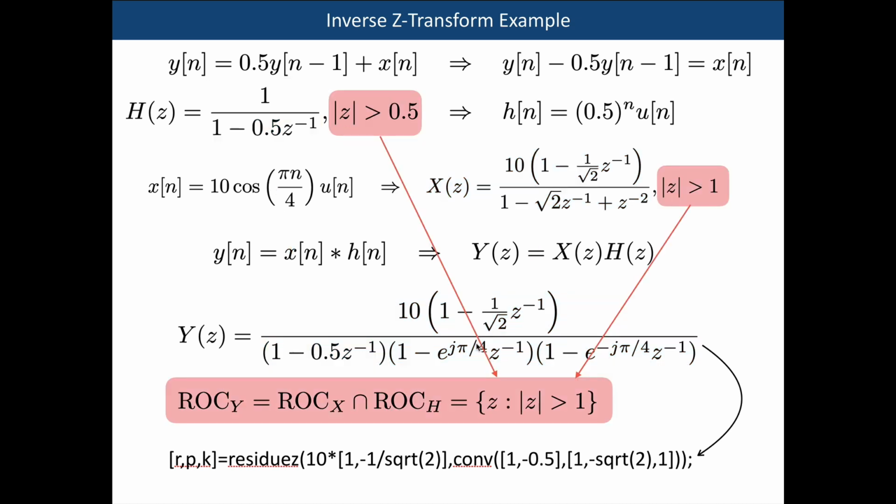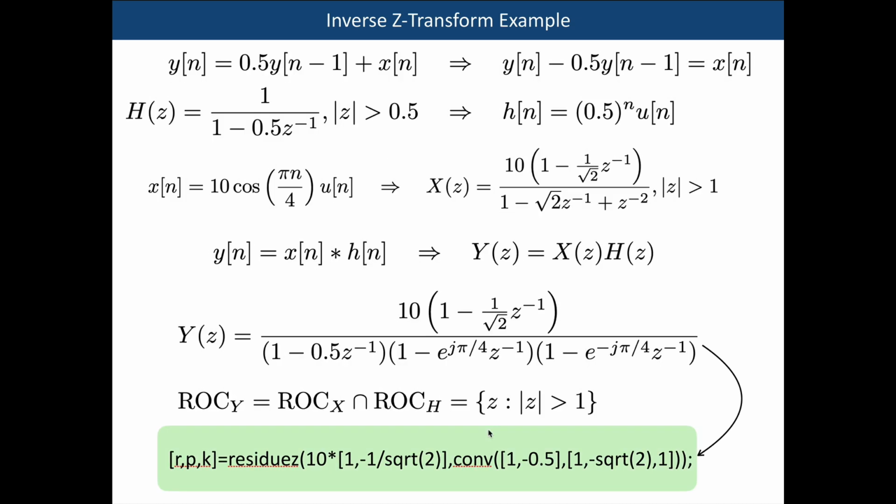Let's also think about the region of convergence. If we intersect these two regions, the region for H and the region for X, we see that the intersection is going to be all the points greater than 1 in magnitude. And then finally, how do we calculate the inverse z-transform? That's easy with the residuez function. We just have to represent the numerator polynomial and the denominator polynomial in MATLAB in terms of vectors. So how do we do that?